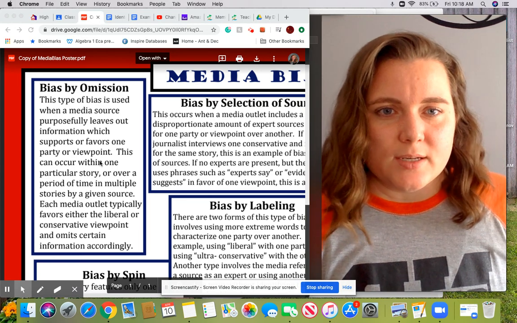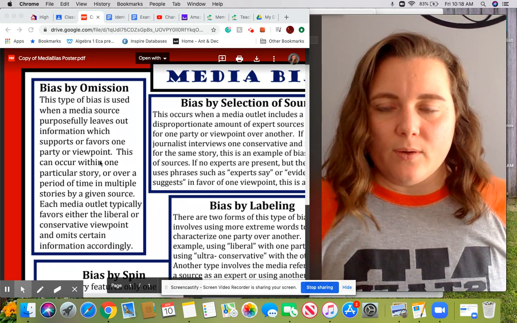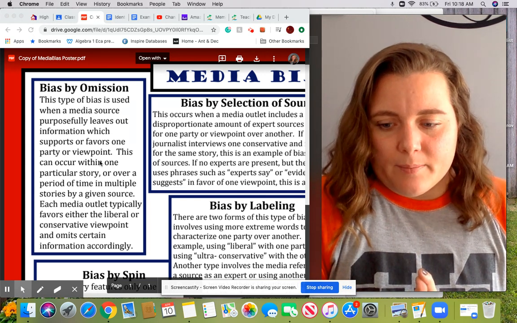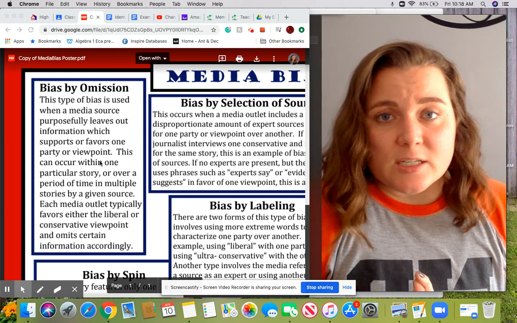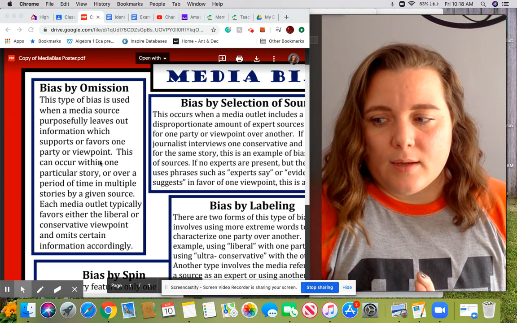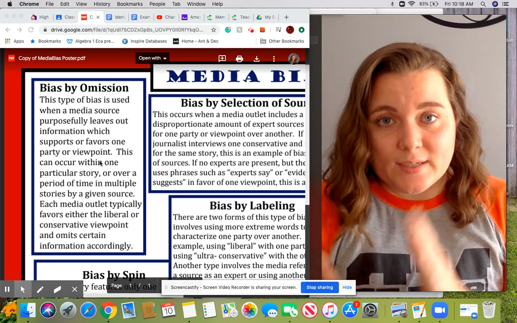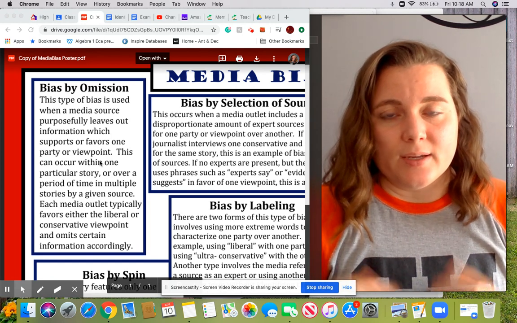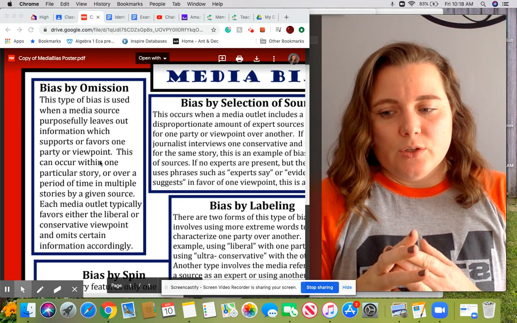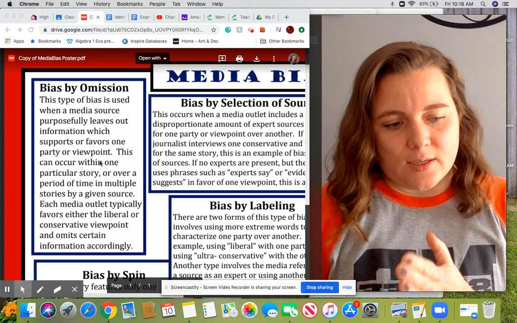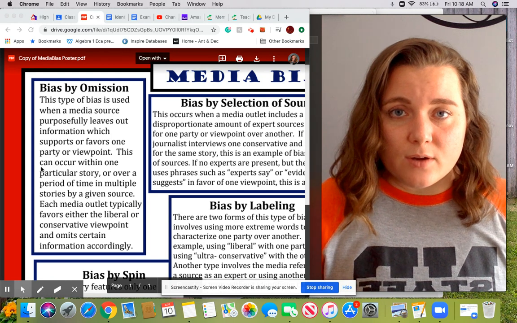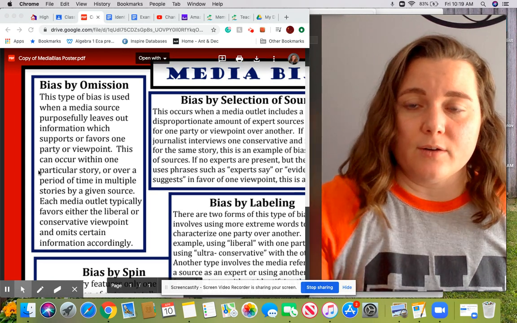I recommend that you use it because it just breaks down what all the different biases are. Media bias is something that you are exposed to every single day of your life. It's not always easy to see what type of bias you're being exposed to, but you can definitely see that it's biased. So, what we want to work on is how to see what type of bias it is. The two most commonly used types of bias are omission and spin.